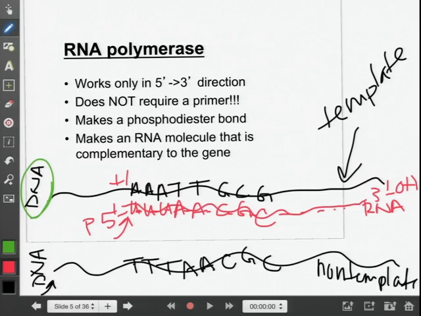Again, what does that tell you about our template strand's polarity? Has to be. And what does that tell us about our non-template strand's polarity? Has to be. So the RNA is not only the same base pairing, except using U, it's the same polarity as the non-template. Because it needs to be anti-parallel to the template, and they're both complementary to the template, so they both have to have the same polarity.